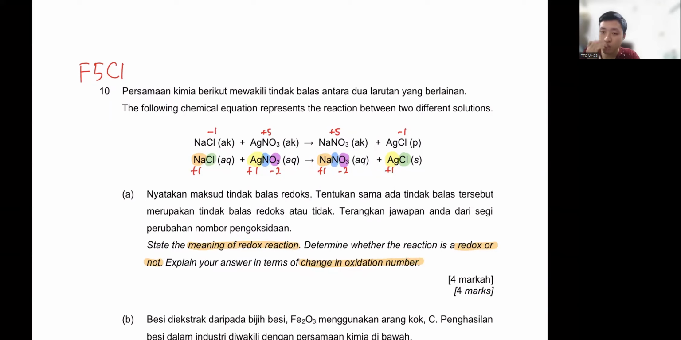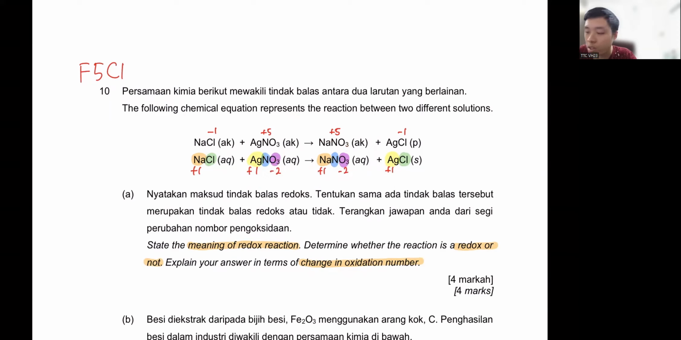Now, do you think this is a redox reaction? The answer is no. Why? Do you see any changes in oxidation number? No. Na plus 1 is still plus 1. Cl minus 1 is still minus 1. Ag plus 1 is still plus 1. N plus 5 is still plus 5. O minus 2 is still minus 2.